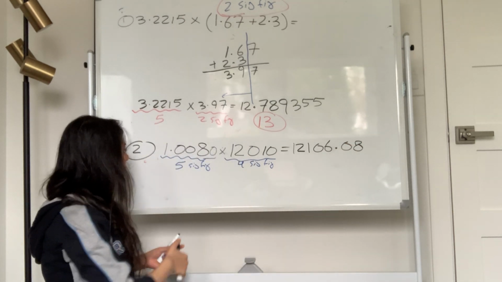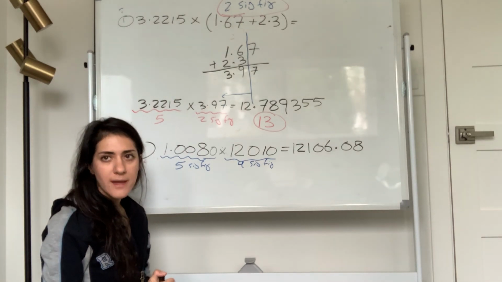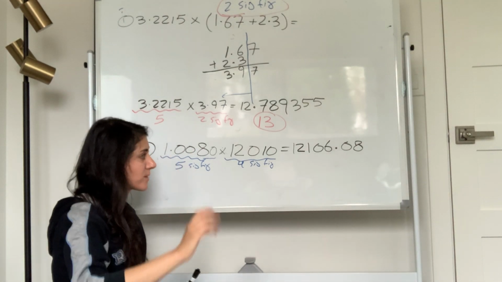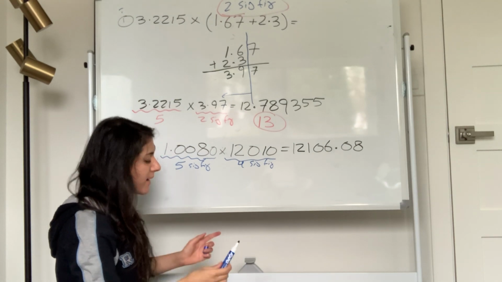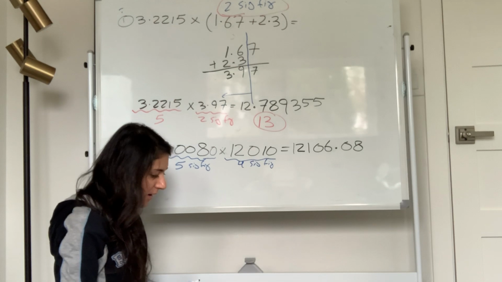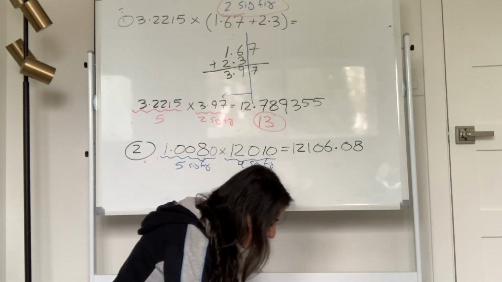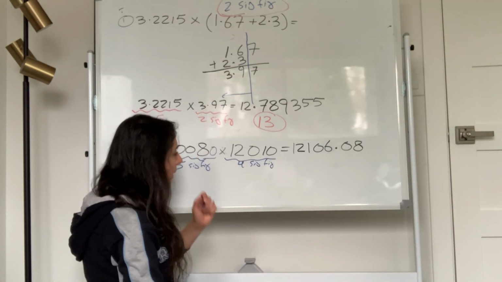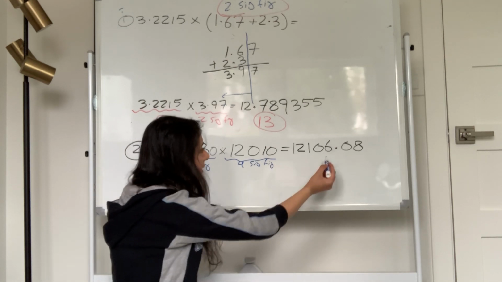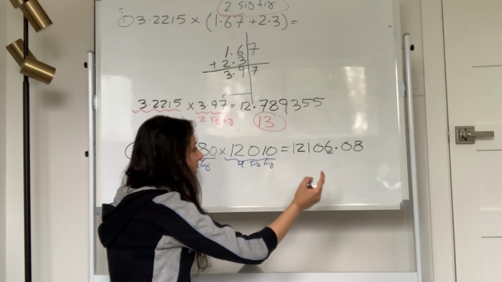Okay, now 4, 5. My final answer should have how many sig fig? 4 sig fig. My final answer should have 4 sig fig. So now, if that's the case, I have to completely forget about decimal places, right? I should completely forget about the decimal places. Now, how am I going to round this to reflect 4 sig fig? This is 6, so I have to round up.